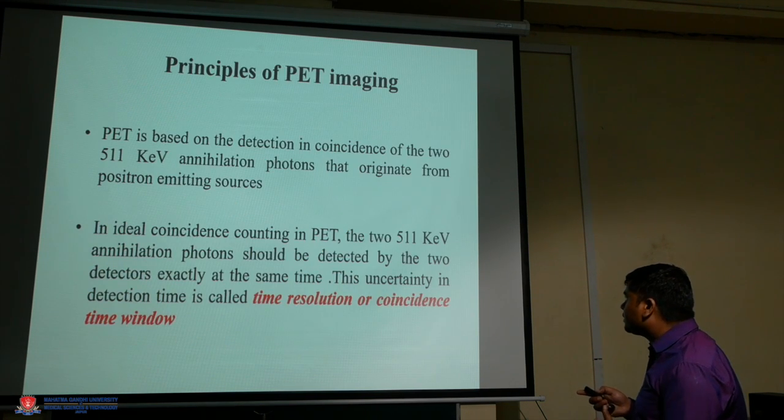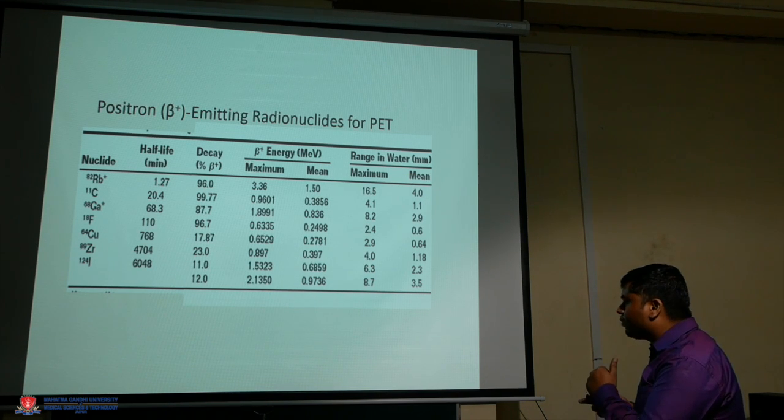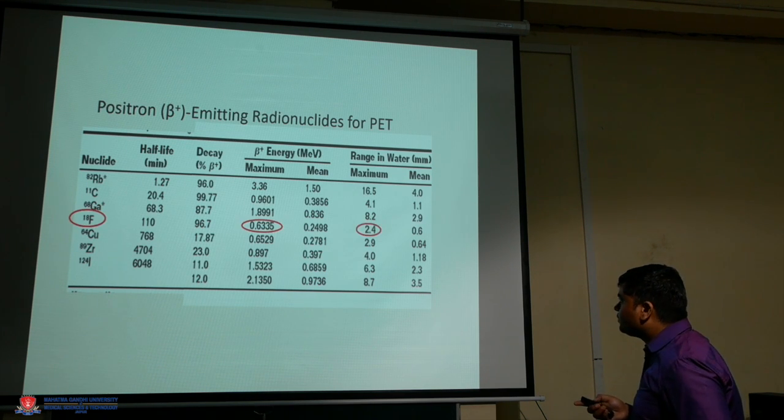PET is based on the detection of the coincidence of the 511 keV annihilation photons that originate from the PET source. The ideal coincidence counting is when the event is detected within the time resolution or coincidence time window. There are various radionuclides we use for positron emission. Most commonly we use F18, which has a half-life of 110 minutes. Positron decay is around 97%. The beta energy maximum is 640 keV, and the range in water is around 2.5 mm.